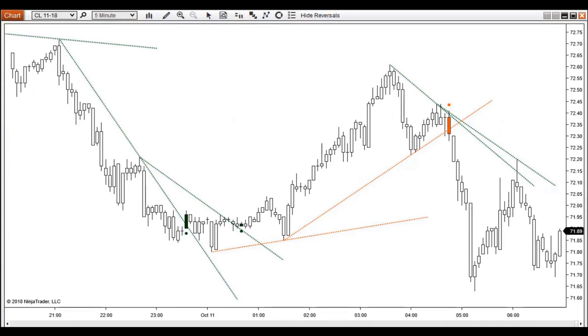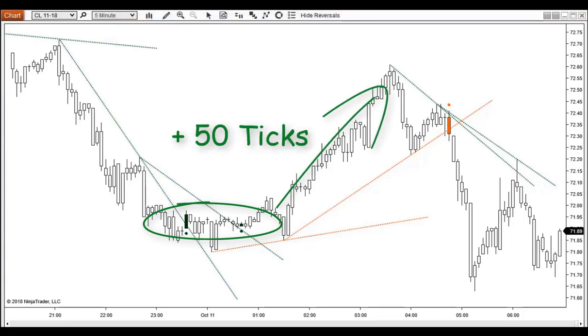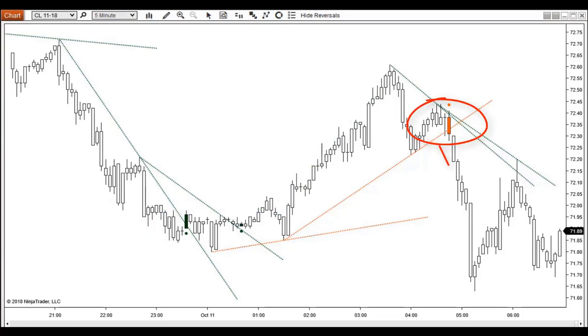So you can see here in the night session, we had a nice early long setup here, good for about 50 ticks profit potential. We have an excellent short trade entry signal here to enter early, good for about another 60 ticks. Now, I want to show you how the trades develop and how the golden reversal tool delivers the earliest entries possible in real time.